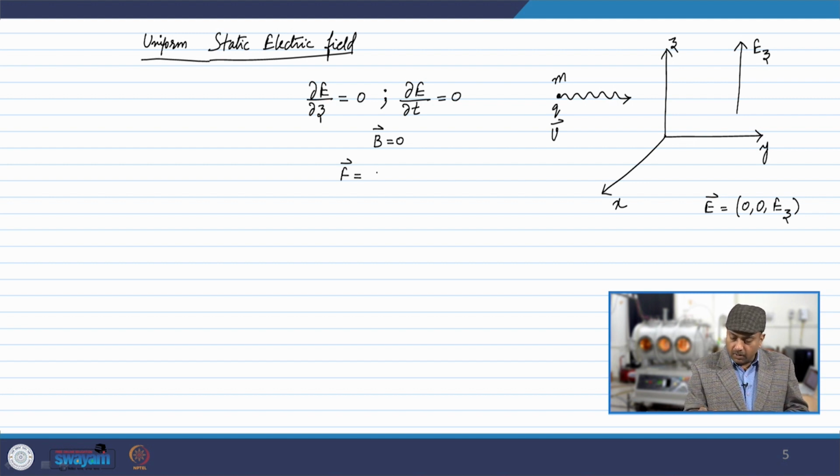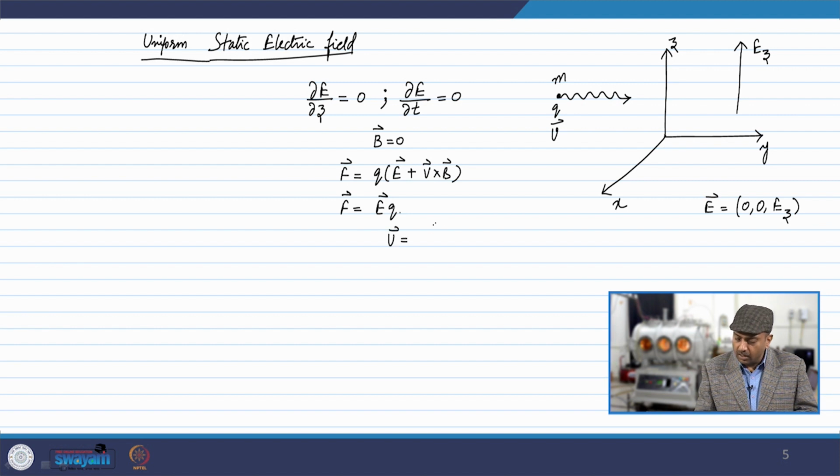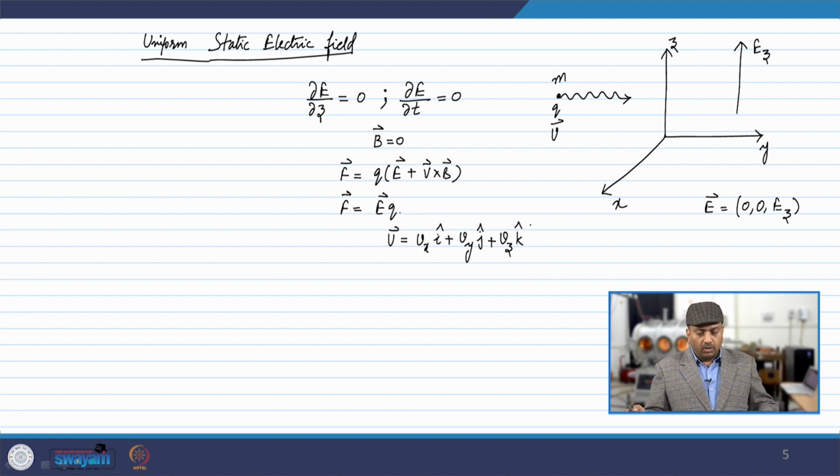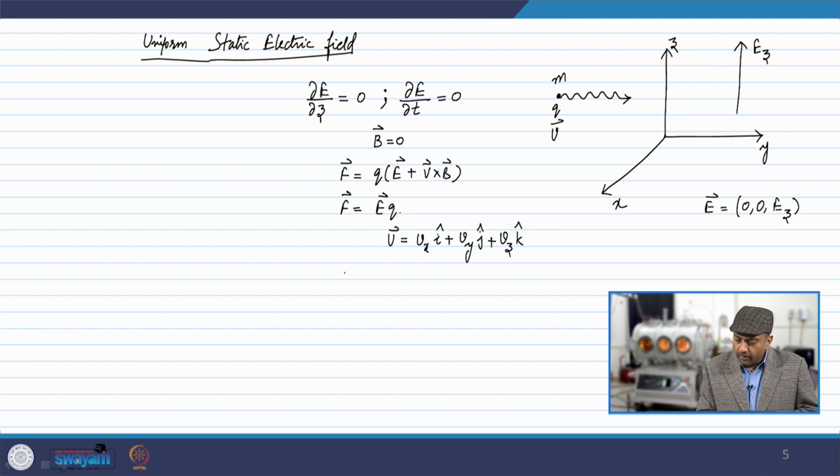So, F becomes q times E plus v cross B, right. Since the magnetic field is 0, F is simply Eq. Now, let us consider the velocity of the particle to be three-dimensional. Let us say v is Vx i cap plus Vy j cap plus Vz k cap, right. So, if you substitute this, where is velocity anyway?